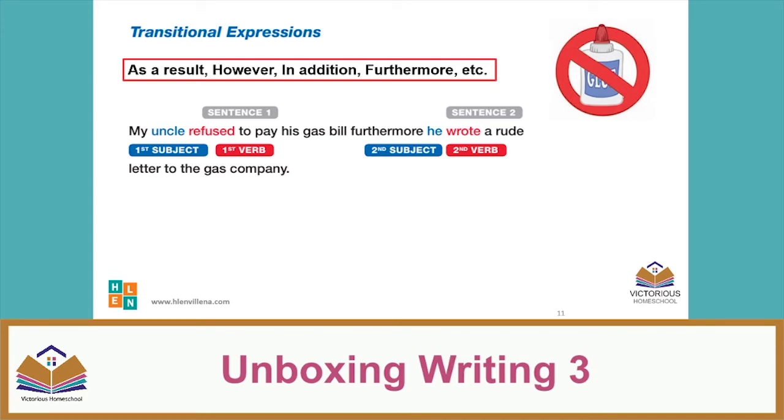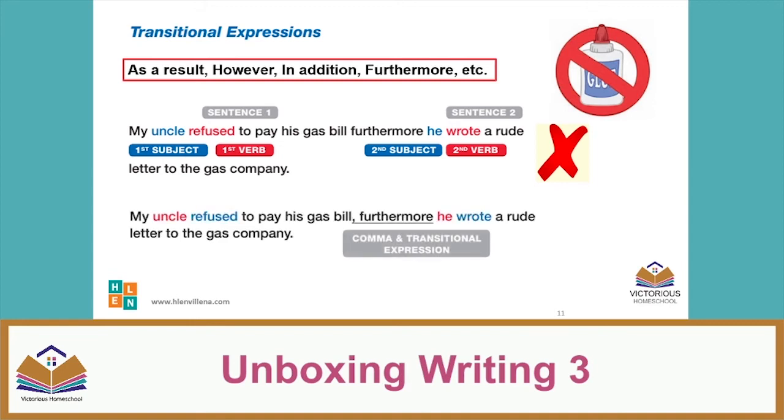Now let's look at this sentence. My uncle refused to pay his gas bill, which is your sentence 1. It has a subject and a verb, right? And then the second sentence is, he wrote a rude letter to the gas company. Again, it has a subject and a verb. However, you don't see any punctuation mark or any marking that would connect the words together. So you call this a run-on sentence. And it is grammatically wrong.